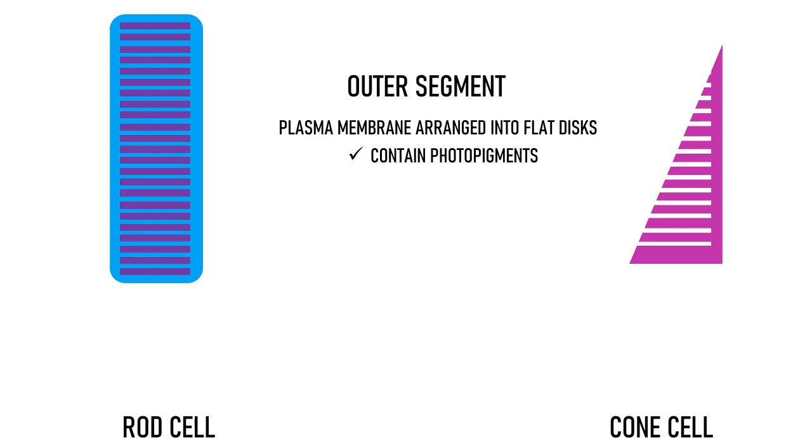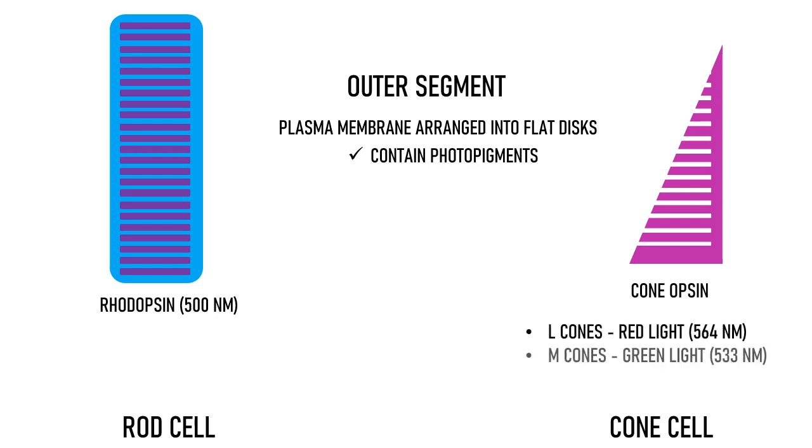The photopigment present in rods is known as rhodopsin. Rhodopsin absorbs light maximally at 500 nanometers of wavelength. Humans have only one type of rods. The photopigment present in cones is known as the cone opsin. There are 3 different types of cone opsins. Therefore, we have 3 different types of cones: L cones, M cones and S cones.